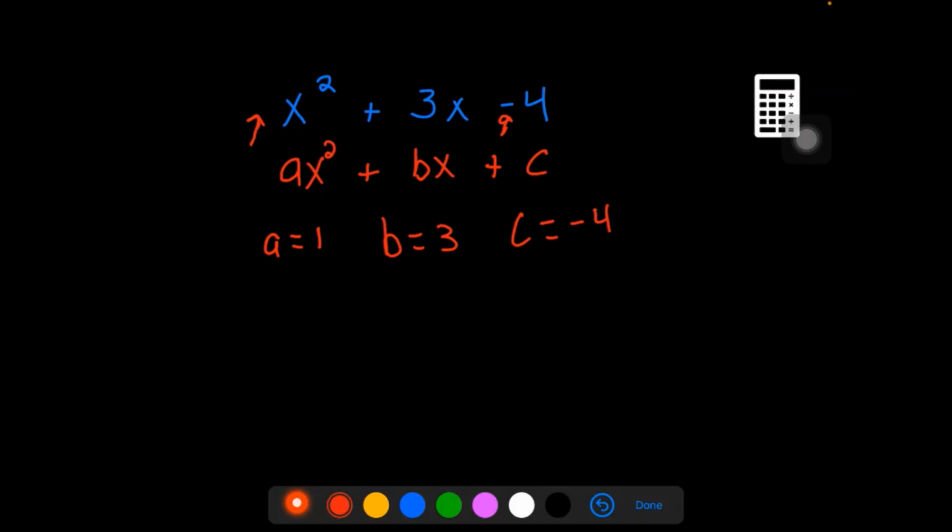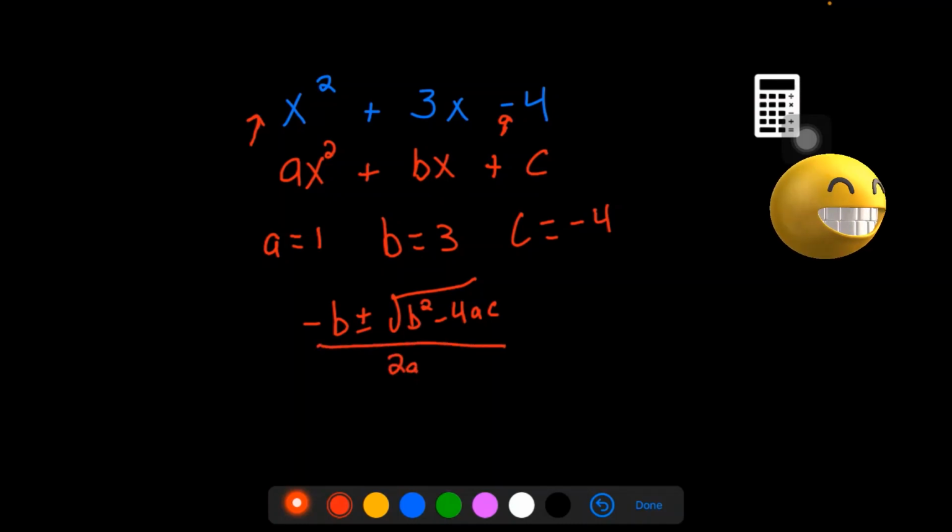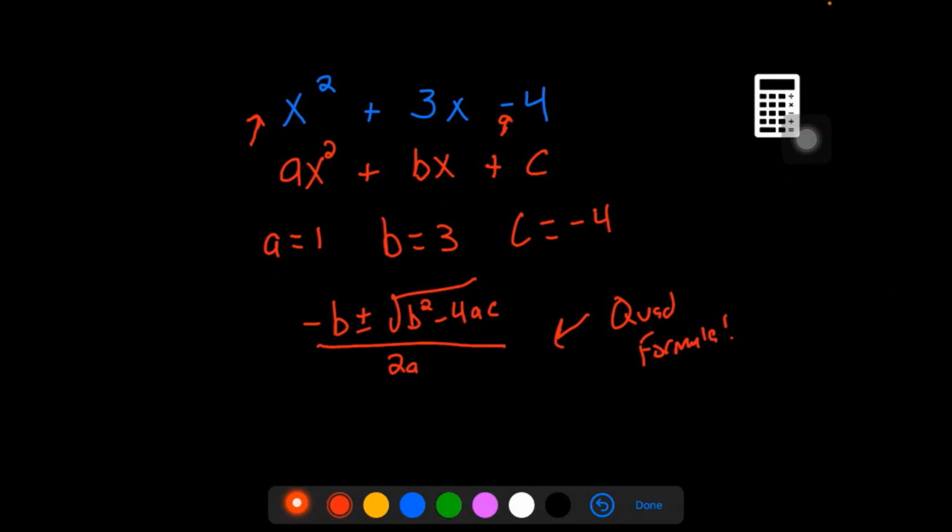Now that we have our a, b, and c, we can pass elementary English class, and we can also solve this quadratic using the quadratic formula. So we have negative b plus or minus the square root of b squared minus 4 times a times c, all divided by 2 times a. That is the quadratic formula. And that's what we're going to use to solve this problem.